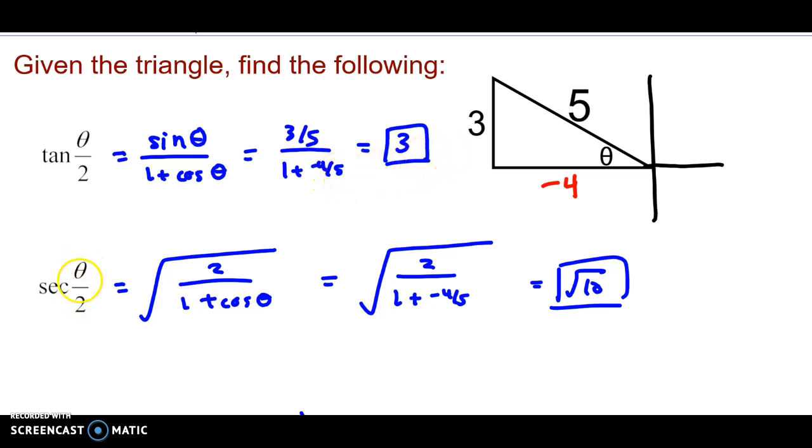Okay. Now secant of theta over 2, we know that this is the reciprocal of cosine, right? I shouldn't have to even say that. So it's the reciprocal of the identity. Now, I want you to think about why is it positive? Why is it not -1? Because remember, plus or minus. So why is it the positive? Think about it. Okay. So I plug in my values, I get the square root of 10.